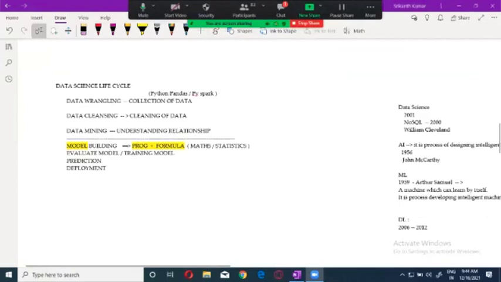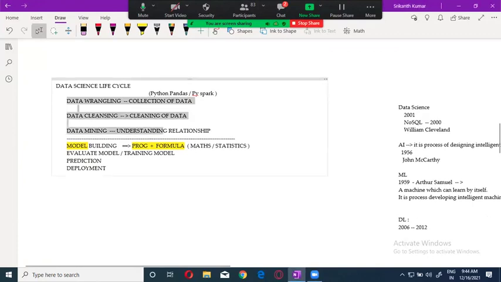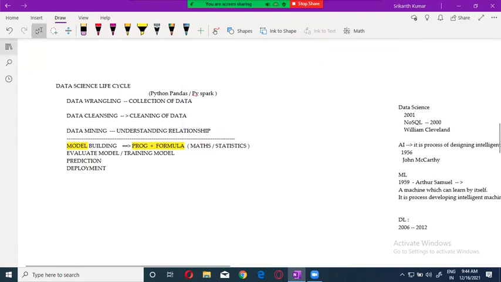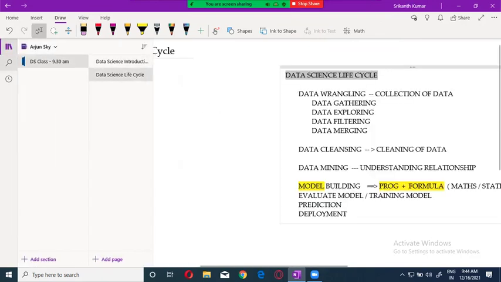Okay, guys. We are going to continue. Today we are going to look into data wrangling, data cleansing, and data mining a bit more in detail. We are going to go deeper and deeper into this. Now let me take it to the next one. This is what it is.